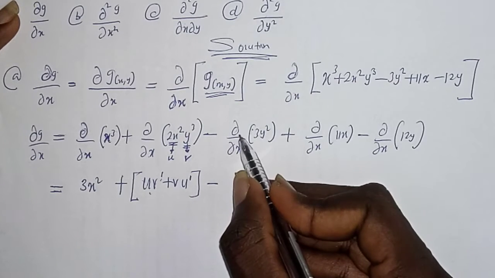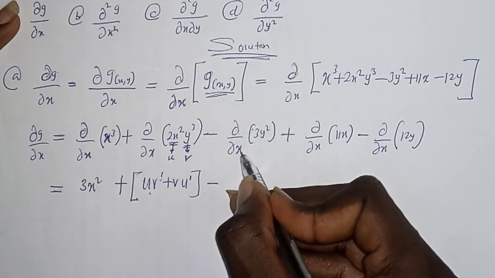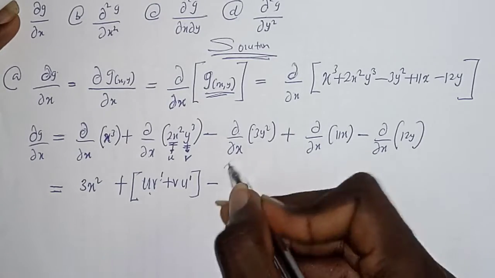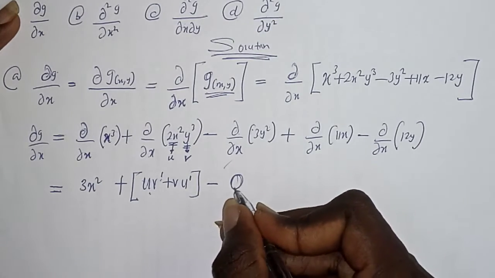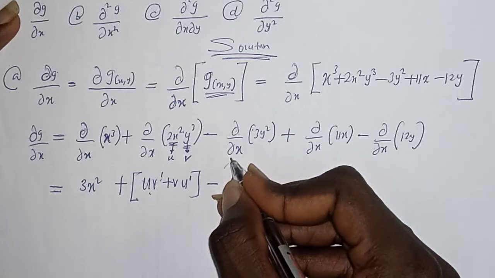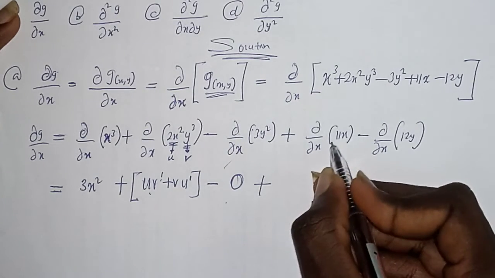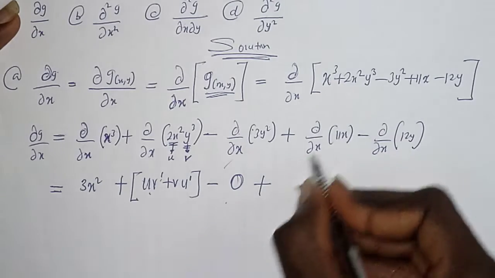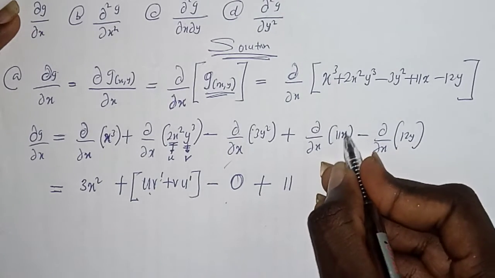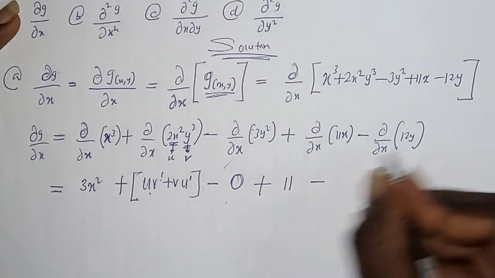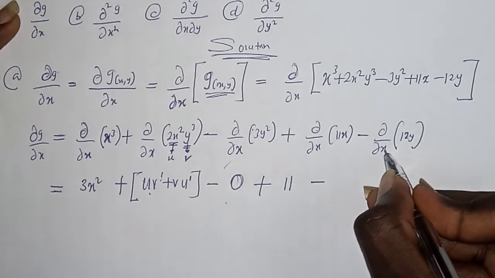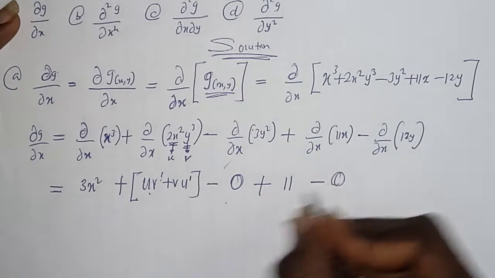The next thing for us to do from here is to differentiate 3y squared partially with respect to x. Since there is no x to differentiate, all this becomes 0. Please take note of that. There is no x to differentiate, everything here partially with respect to x, everything becomes 0. Then here in this case, differentiate 11x partially with respect to x. So it's possible. Since there is x to differentiate, I have 11. Then minus differentiate 12y partially with respect to x. There is no x to differentiate, then we have 0.